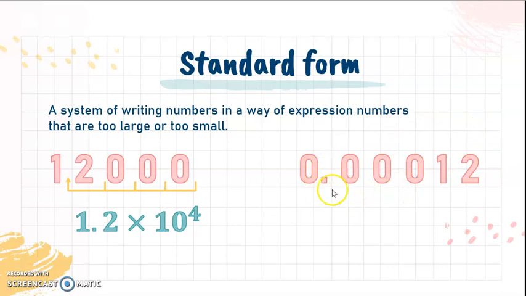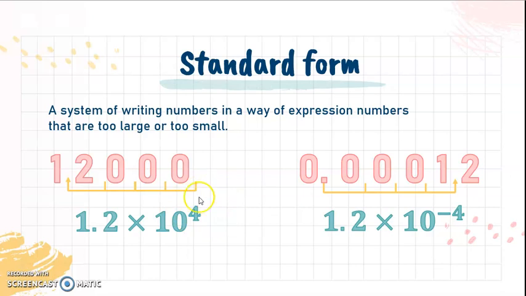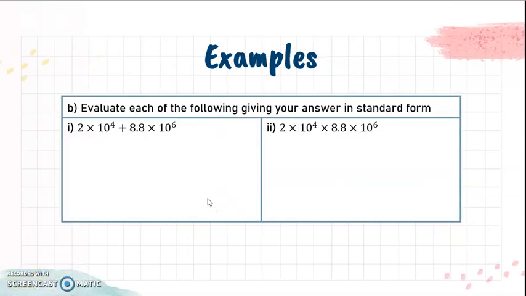So, bring this decimal point to the first number that you saw, which is 1. So, we have 1, 2, 3, 4 steps. So, next, the answer should be 1.2 times 10 to the power of negative 4. Okay, remember, if we move the decimal point to the right, then the power is negative. If you move it to the left, the power is positive.